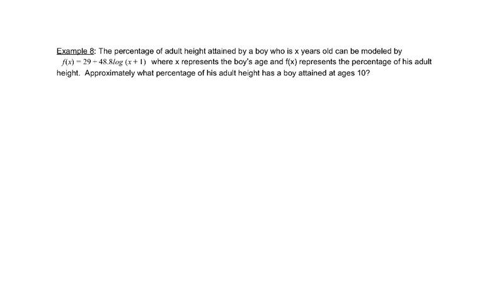So here's an example of a problem. The percentage of adult height attained by a boy who is x years old. So again, pay attention to where that letter is, because that's telling you that x represents years old. It can be modeled by this equation, where x represents the boy's age and f of x represents the percentage of his adult height. Approximately what percentage of his adult height has a boy attained at age 10? So this is telling us that we want to know what happens when x is 10. So we're going to use this equation right here. So we find f of 10.